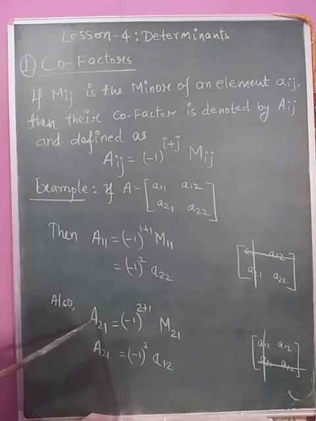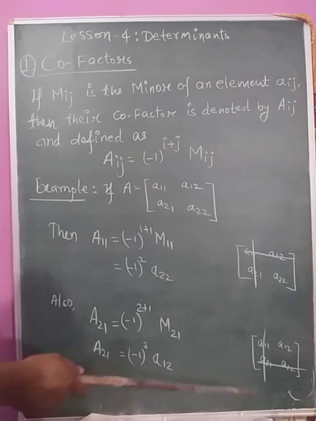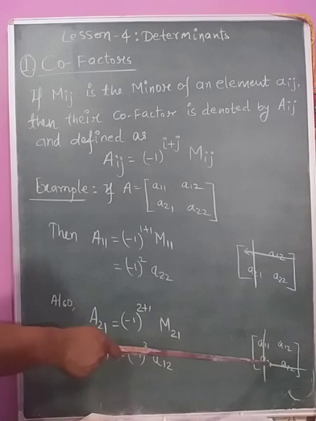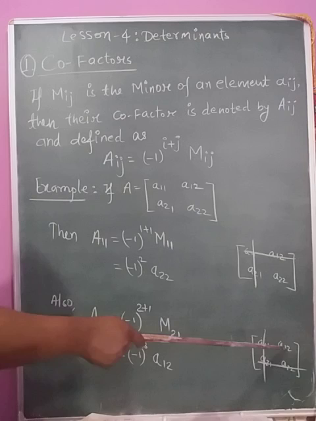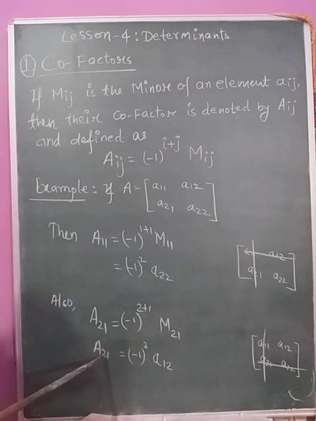Also, if we find cofactor A21 is equal to minus 1 to power 2 plus 1 capital M21. Again, minor of 21 means delete row 2 and column 1. If we delete row 2 and column 1, we have the element A12. So capital A21 is equal to minus 1 to power 3 A12.